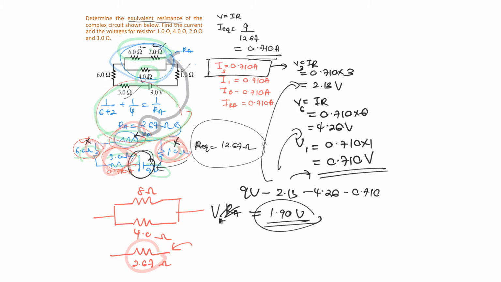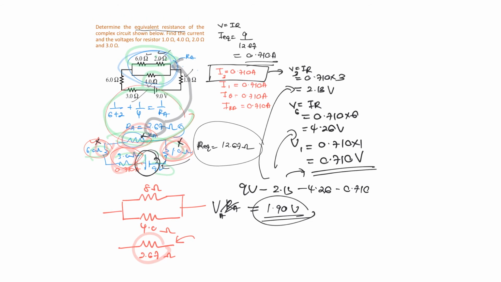And how about the current at resistor A? As you can see in the diagram I drew before, you have 3 ohm here, you have 6 ohm, you have 1 ohm and RA. Because it's connected in series, the current passing through RA is going to be, yes, very good, 0.710 because it's connected in series. So you don't have to find it using the formula, you can just use the concept itself. So here the current for A is going to be 0.710 ampere.